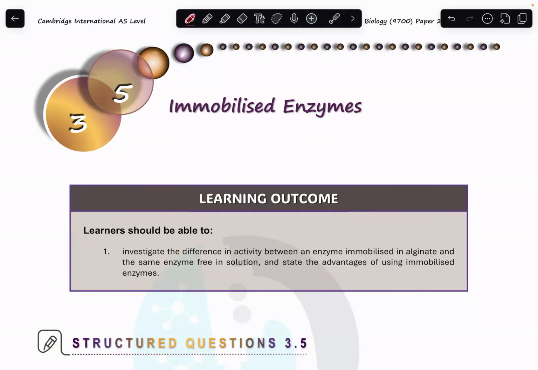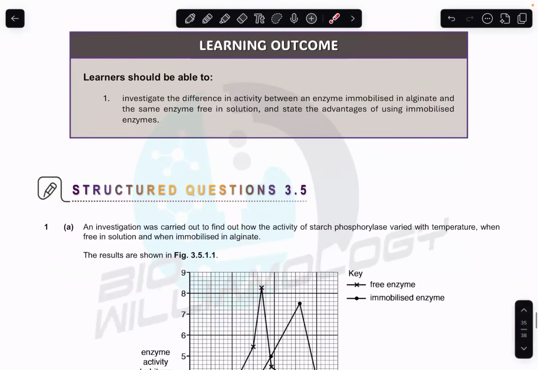Hi everyone. Okay, so this is the final part of chapter 3 where we look at immobilized enzyme. The learning outcome for this subtopic: we want to investigate the difference in activity between an enzyme immobilized in alginate and the same enzyme free in the solution. And we have to look at the advantages of using immobilized enzymes. All right. Okay, so let us start now.